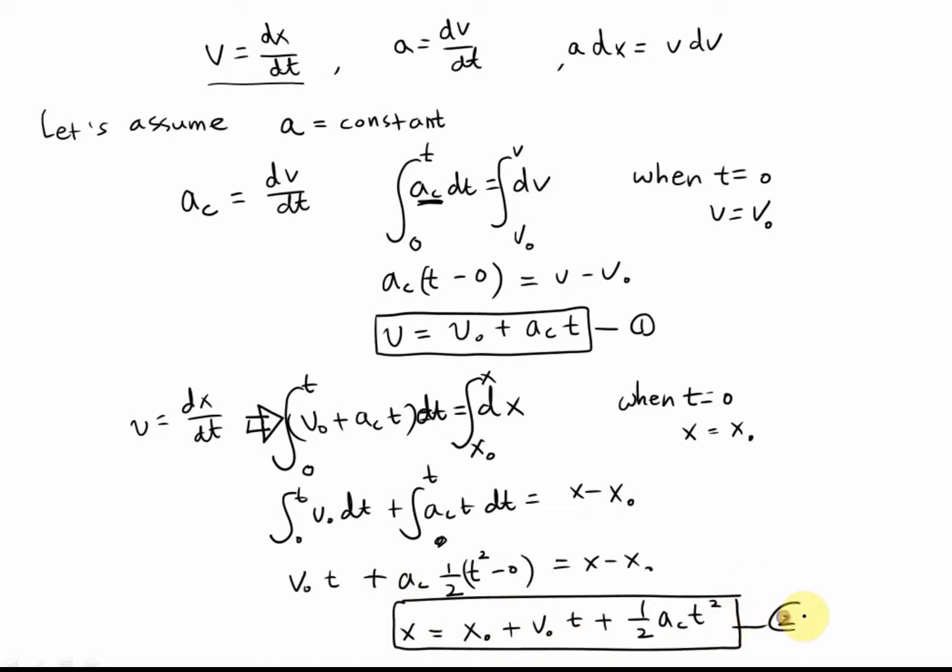So this is the second kinematic equation of motion. What this one says is, if you know the initial velocity and initial position, and if you know the acceleration, then you can predict your position x as a function of time.